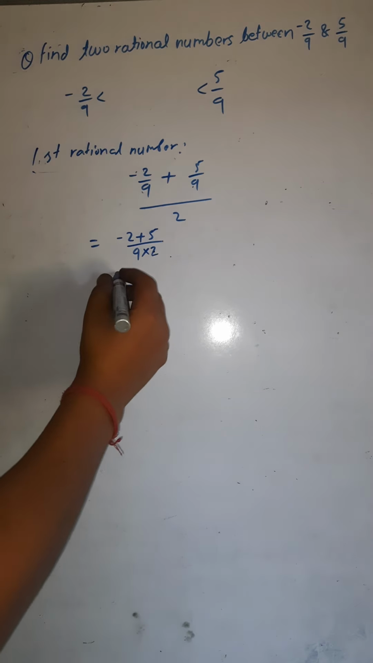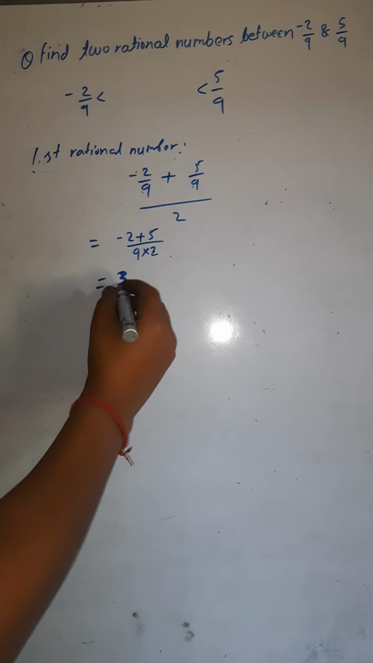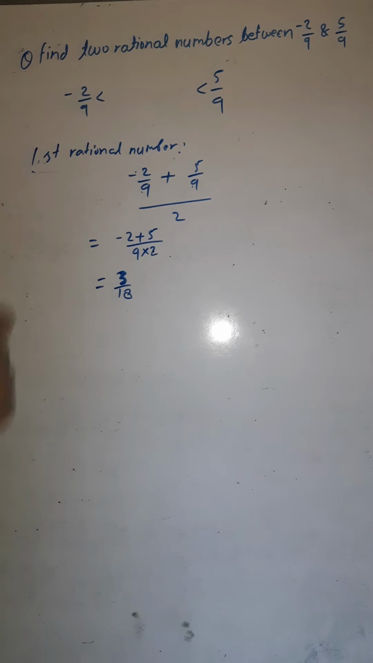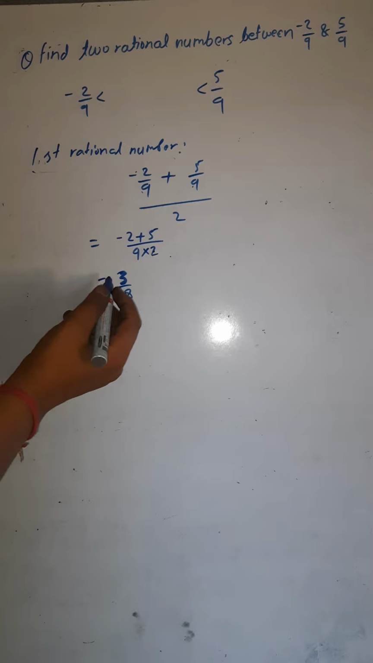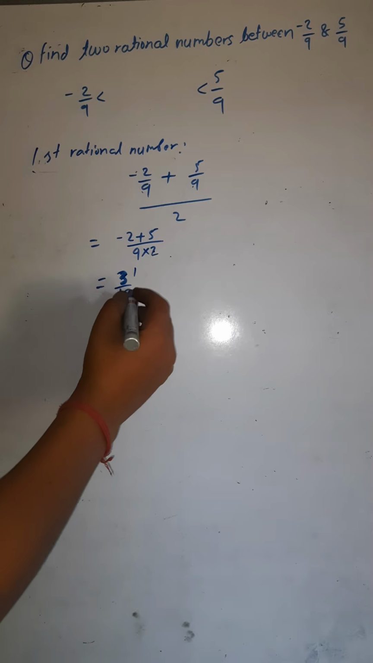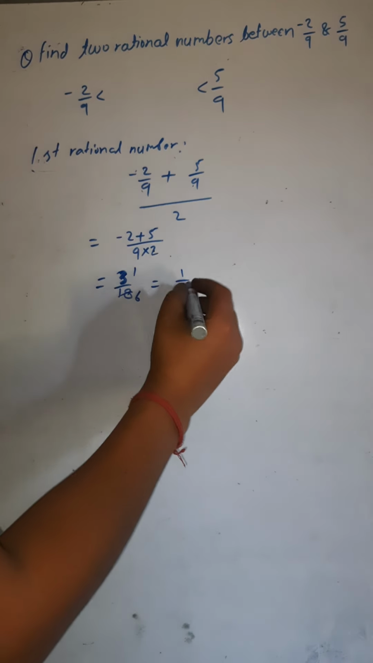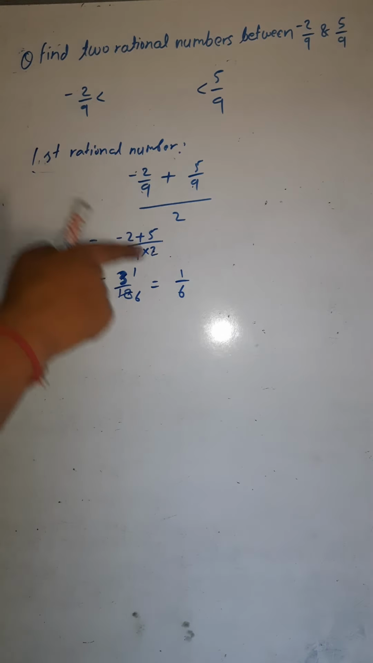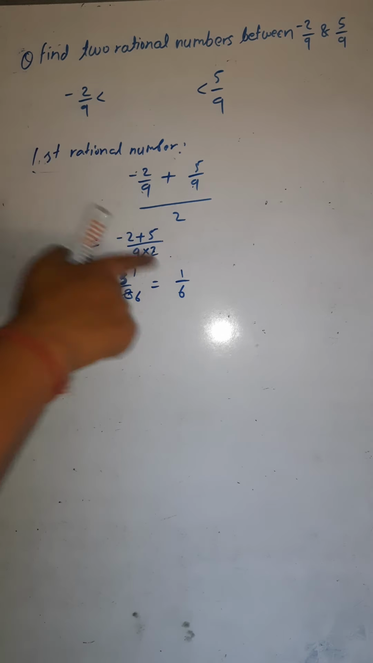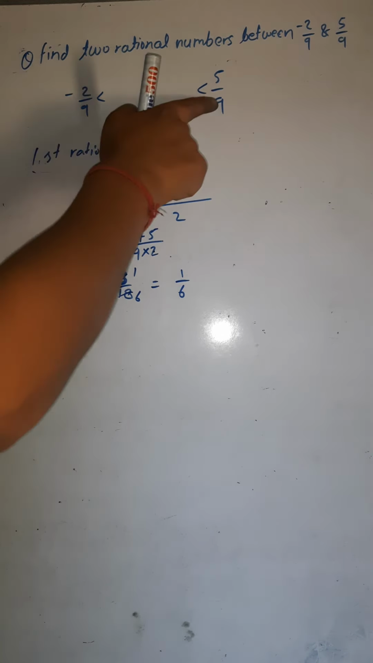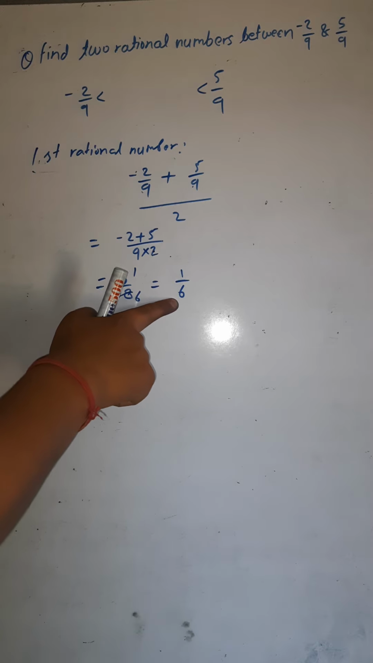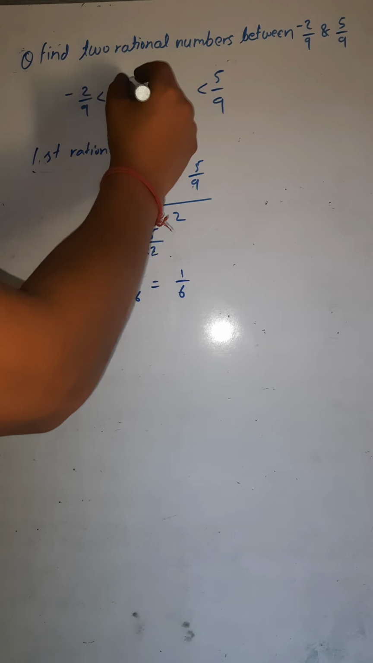3 by 18. You can simplify this also. If you do not want to simplify it, leave it here. Or if you want to simplify it, you can do it by taking the LCM. Are you getting it? 3 ones are 3, 3 sixes are 18. So the answer would be 1 by 6. So this is the first rational number between these two. Between these two, we have found the first rational number, that is 1 by 6.